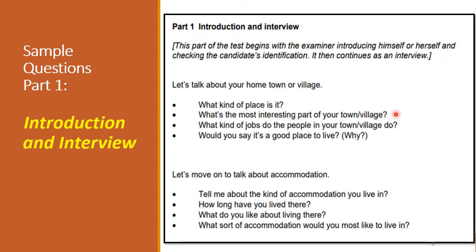So try to pick the most interesting things and try to use great expressions, say things in a very nice and fluent way and in very sophisticated language. I mean, don't just repeat simple sentences like, oh, it's very good, I love it, I like it. Go beyond that. What kind of jobs do people do in your town or village or city, whatever the examiner asks? So think about different types of jobs, think about or research or even make a list of different things.